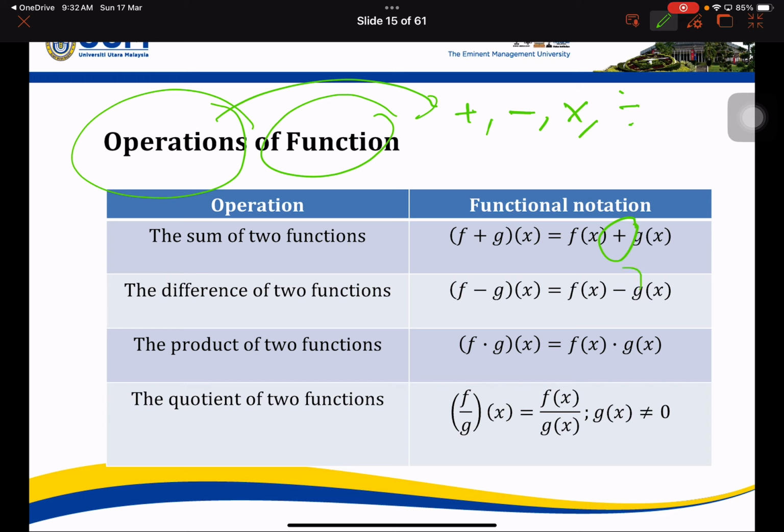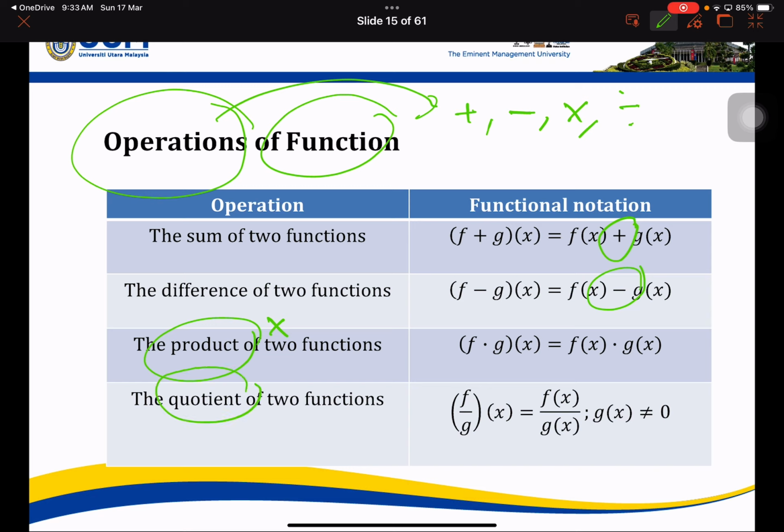Second one is minus. If you have subtraction, we take function f(x) minus function g(x). Careful when we have negatives there. Third one is the product of two functions. The product here, what does it mean? Multiplication. If you have two functions, then we can multiply the functions.